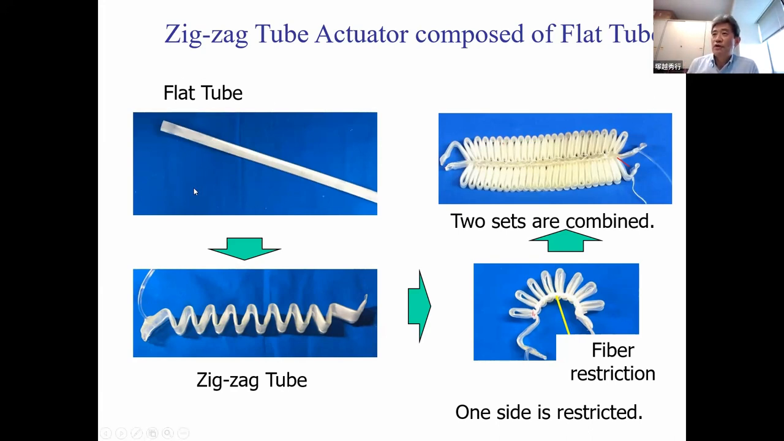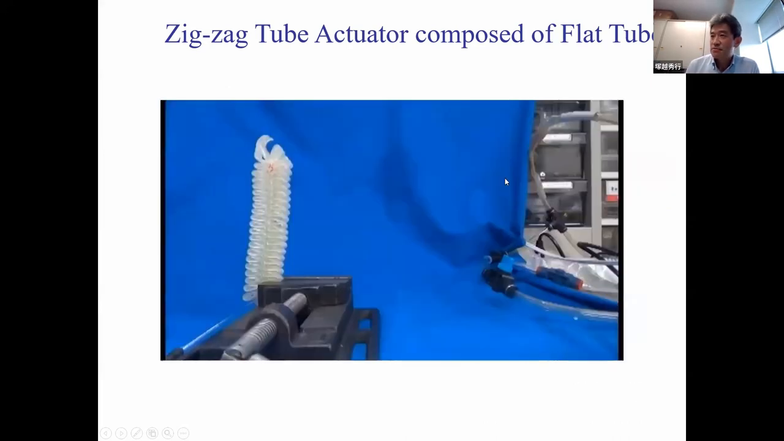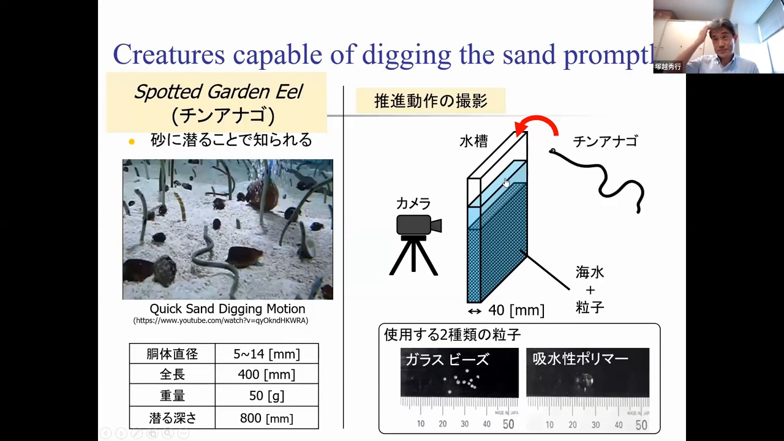This is the initial condition of the flat tube. And if it is formed in the zigzag way, it can curve to this form. And one part is connected by the fiber. Then combined with using these two actuators, it can curve from left to right and right to left. So we are trying to develop a kind of wave motion inspired by the garden eel.